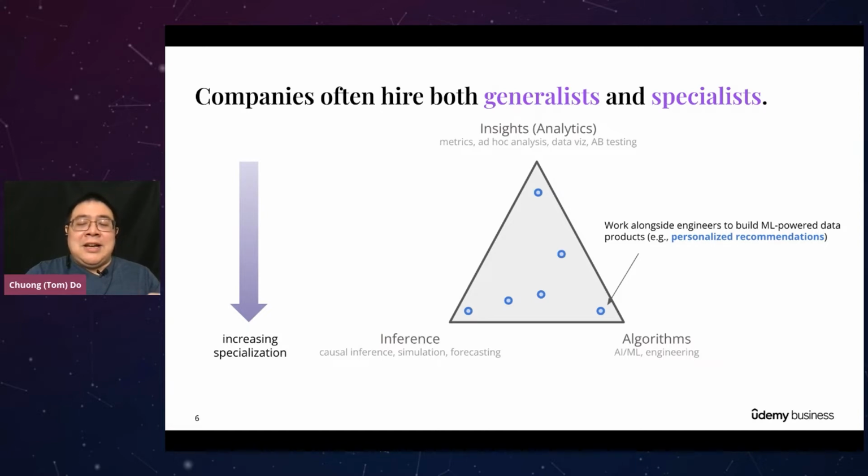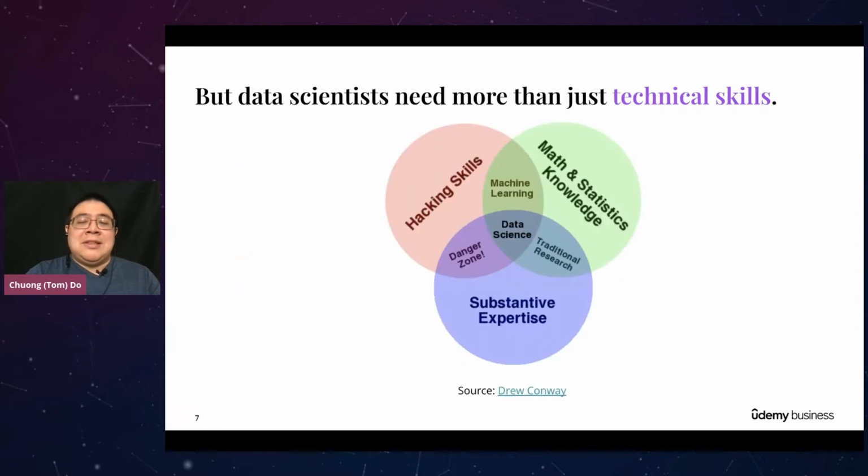And in order to really unpack what it takes, one of the ways of thinking about this is a famous diagram created by Drew Conway that shows the data science Venn diagram. It's really the set of skills that you need in order to become successful at data science. On the one side, you have hacking skills. These are your programming skills needed in order to implement solutions. But there's also math and statistics knowledge. These are the technical skills that everybody knows about.